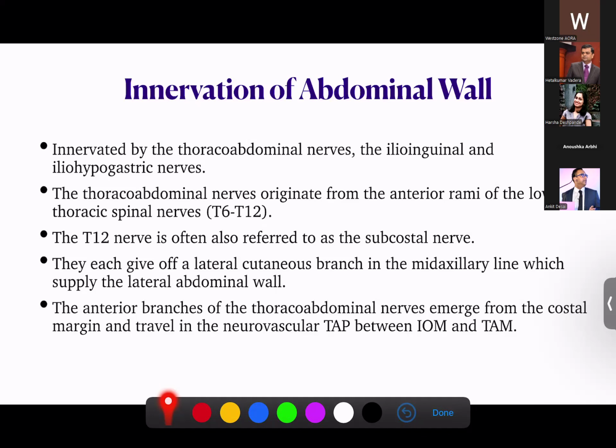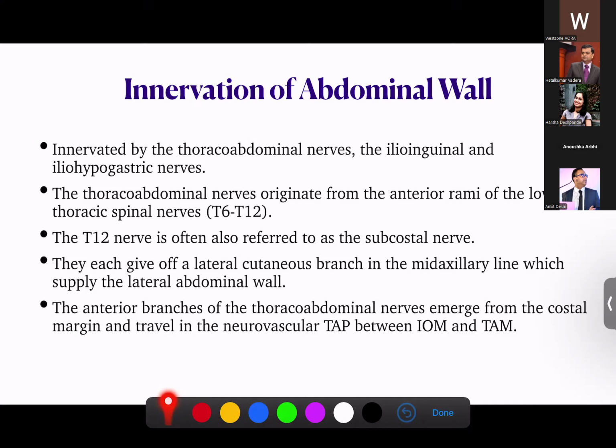Now we come to the innervation of the abdominal wall. The abdominal wall is innervated by the thoraco-abdominal nerves, the ilioinguinal and the iliohypogastric nerve. These nerves originate from the anterior rami of T6 to T12, and T12 is rightly known as the subcostal nerve. These nerves each give off a lateral cutaneous branch in the mid-axillary line, then ascend to enter the subcutaneous tissue along the anterior axillary line, and it supplies the lateral abdominal wall.